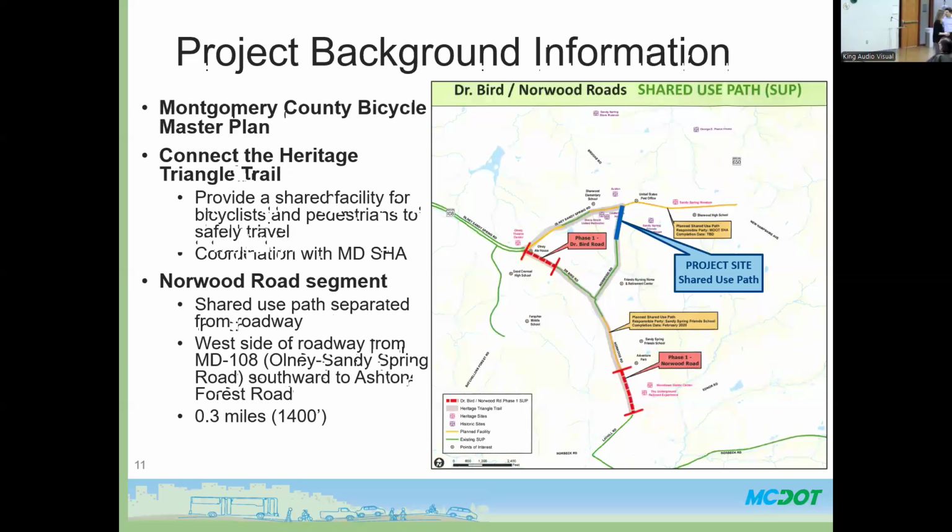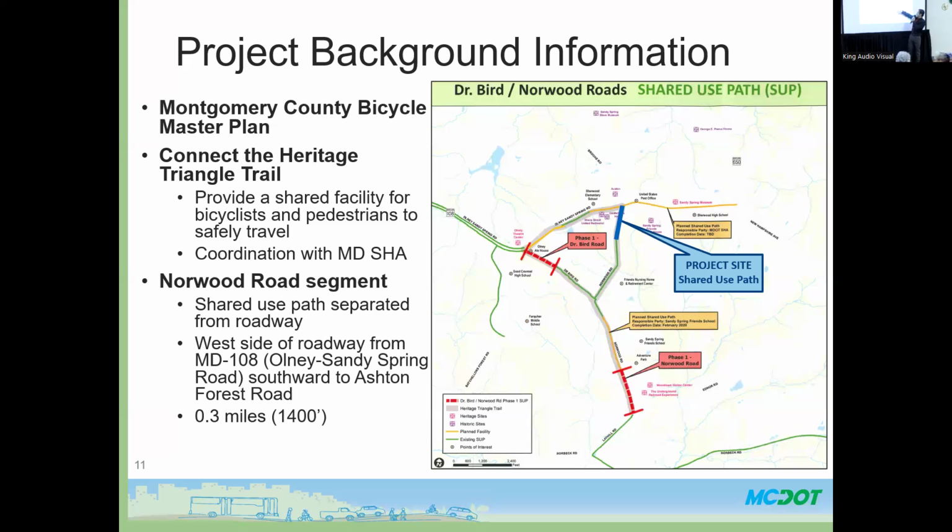Hello. Okay, it's working. So just to reiterate, the very first project we want to look at is the Dr. Bird Drive and Norwood shared use path, connecting the south shared use path here and the north shared use path. This project is a little bit ahead of the project that we're here to talk about, which is this blue segment right here. Once this is completed, then our project should be following right after.